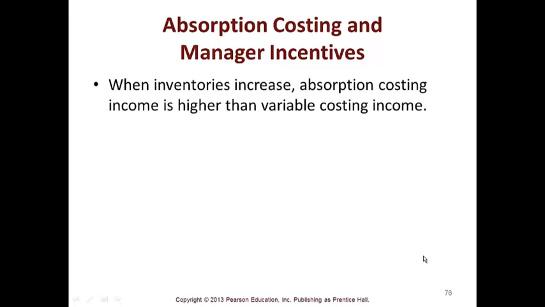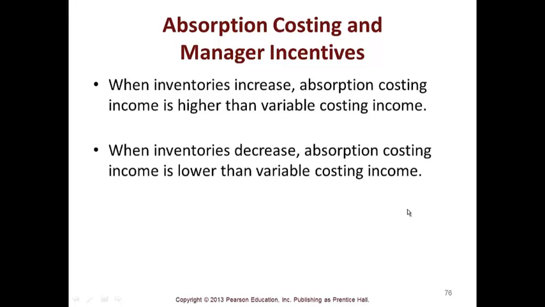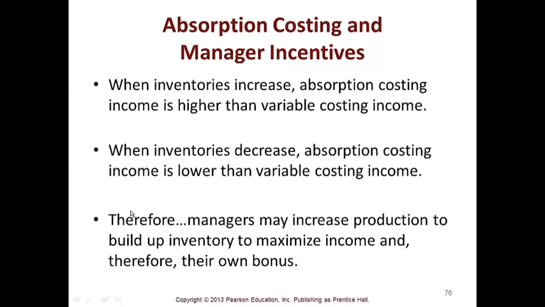Absorption costing and manager incentives. When inventories increase, absorption costing income is higher than variable costing. When inventories decrease, absorption costing income is lower than variable costing income. And I want you to see if you can figure out what this means by working those problems. Look at the words, but then go back to the problems and notice what they mean by this and why you can make this kind of assumption. So therefore, managers may increase production to build up inventory to maximize income and therefore their bonus.